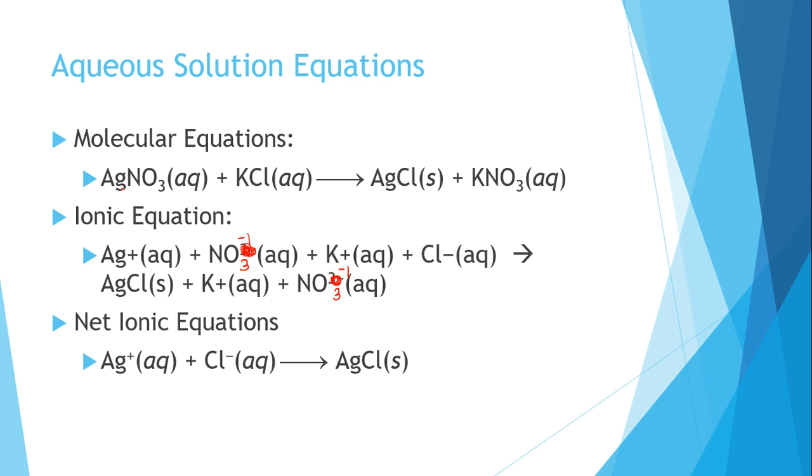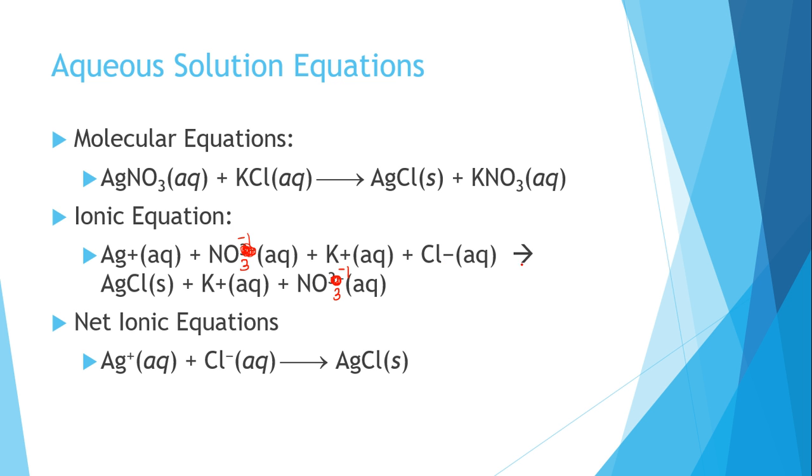What happened is this compound is aqueous. It is a strong electrolyte because silver is a metal. So it splits into the ions. Silver becomes a +1. Nitrate is an NO3 -1. Here's my potassium chloride. It is aqueous, and there's a metal that tells me it's a strong electrolyte. So what happened is it splits into K+ ions and Cl- ions.